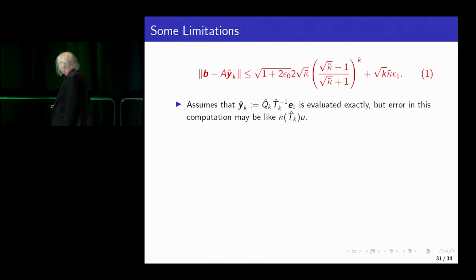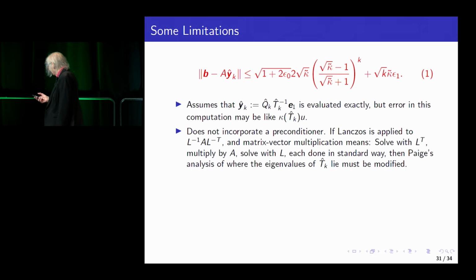All right, well, that looks pretty good, but only pretty good. There are some limitations. For one thing, we're assuming that yk hat, our approximate solution, is exactly Qk hat, Tk hat inverse times the first unit vector, but of course there's going to be error in evaluating that.